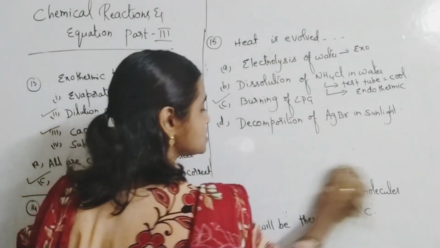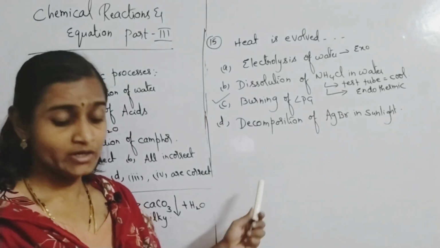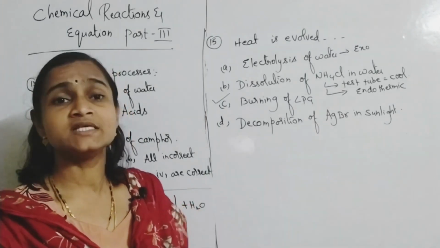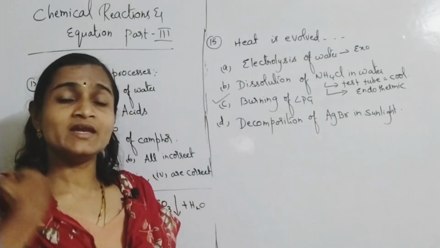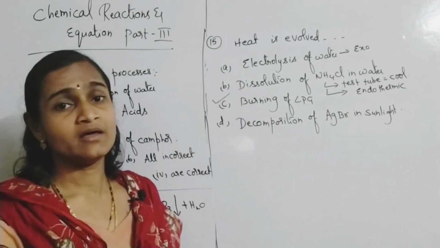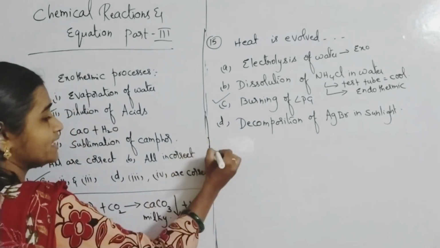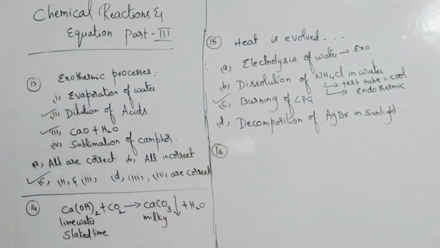And decomposition of AgBr takes place in the presence of sunlight. As I told you in the previous video also, AgBr is a yellow colored substance. When kept in sunlight, it turns metallic grey, blackish grey. So it's a photochemical reaction. Please remember. Let's move on to the 16th question.